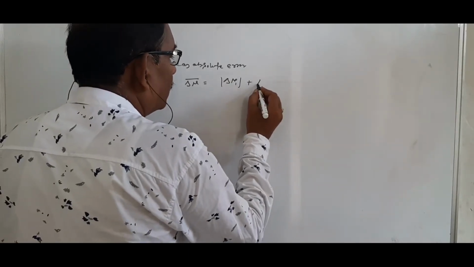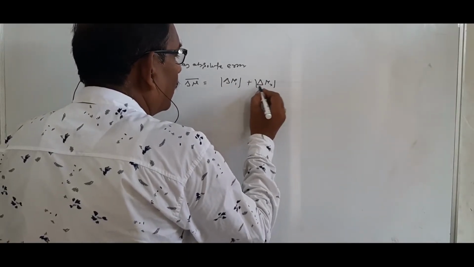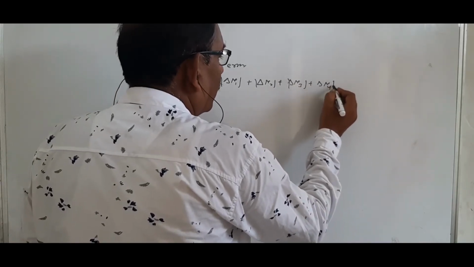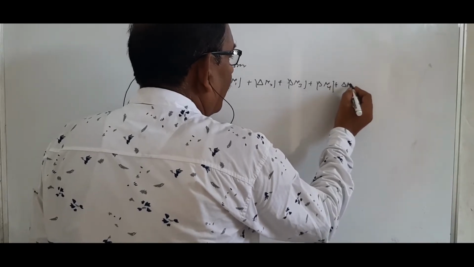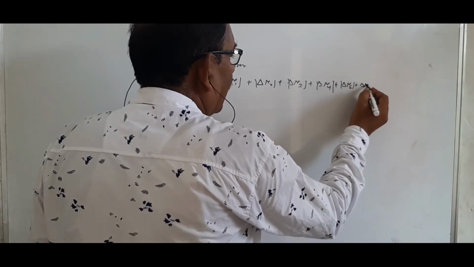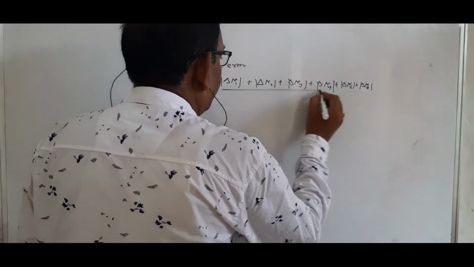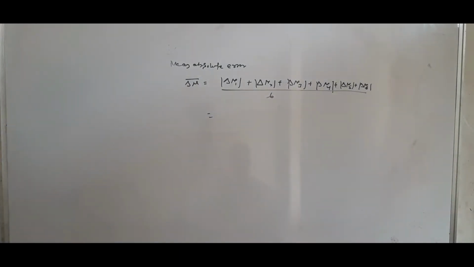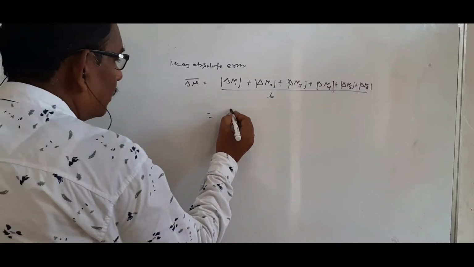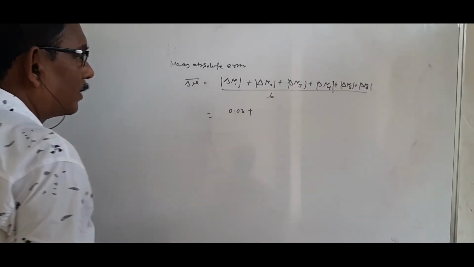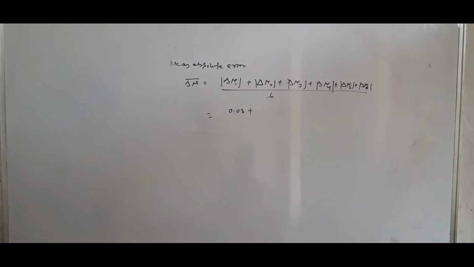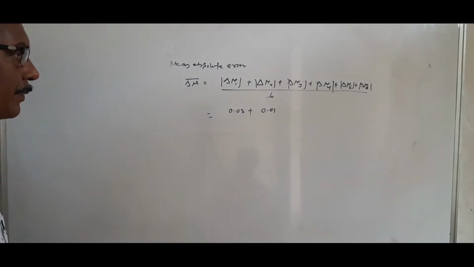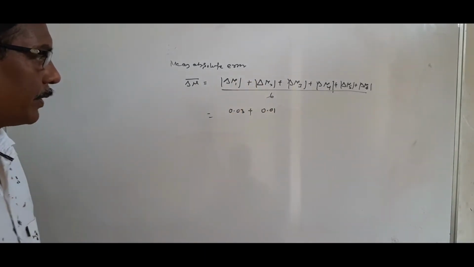That is, you take the modulus of each value: delta mu 4, delta mu 5, delta mu 6, divided by the number 6. So the first value is 0.03. The second one, by taking the modulus, became 0.01, because the negative value became positive.